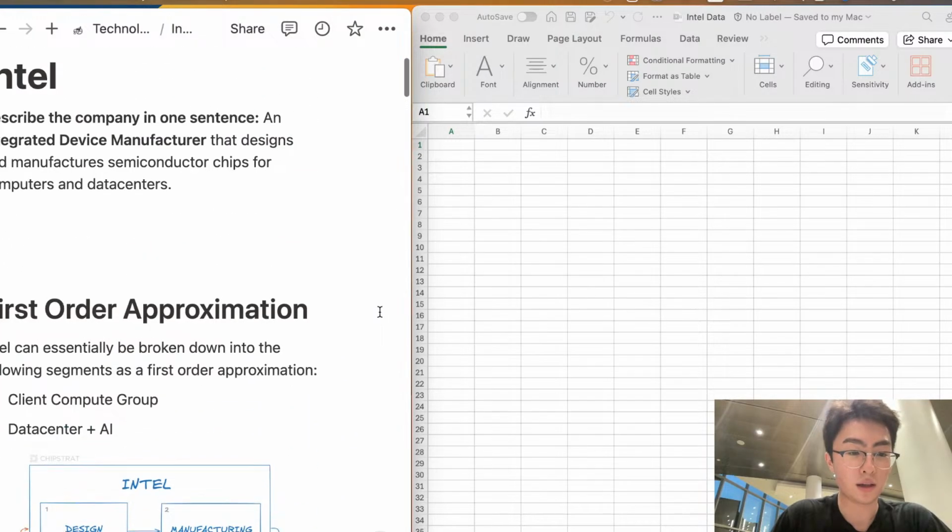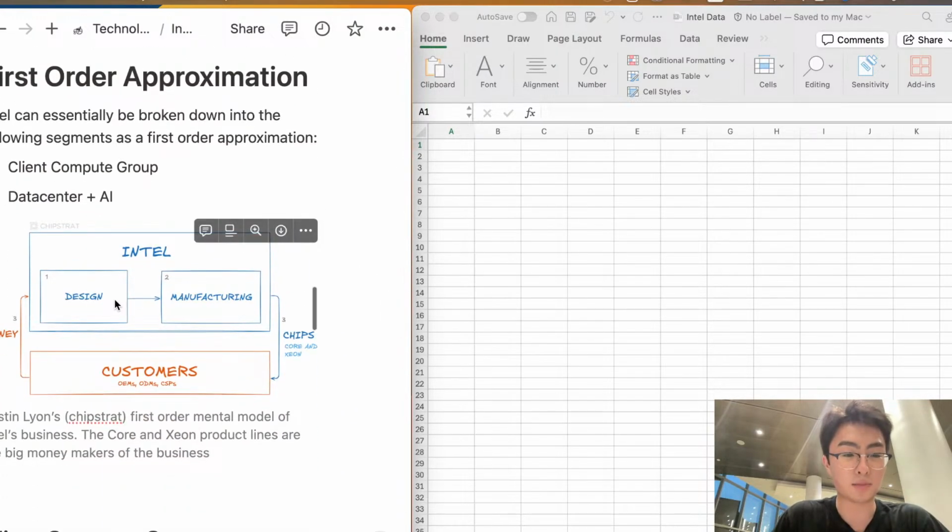Okay, nice. This first order approximation by Austin Lyon from his Chipstrat Substack, I thought this was really interesting because this kind of lays out how Intel makes money under the hood. Pretty much, first step is designing, and then second step is manufacturing the chips. And there's really two business segments, in this case product lines, that drive a lot of Intel's revenue, and that's their Core product line in their client compute group, and then their Xeon product line and their data center and AI.